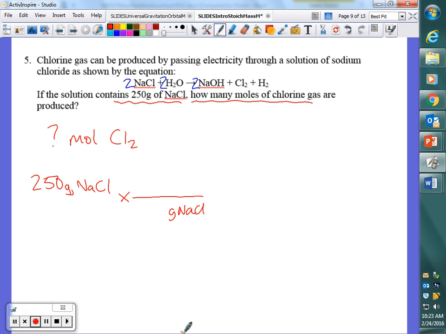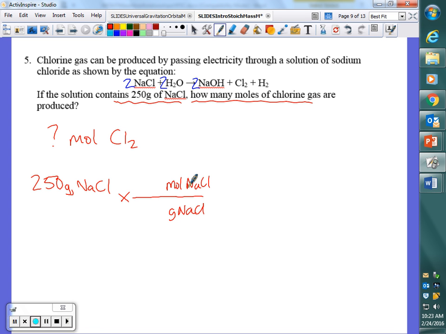Ultimately, we want to end up with what? Moles of chlorine gas, moles of Cl2. Can we put moles of Cl2 on the top of that conversion factor? We can't go from grams of one thing to moles of something else. But we can go from grams of NaCl to moles of NaCl, right?